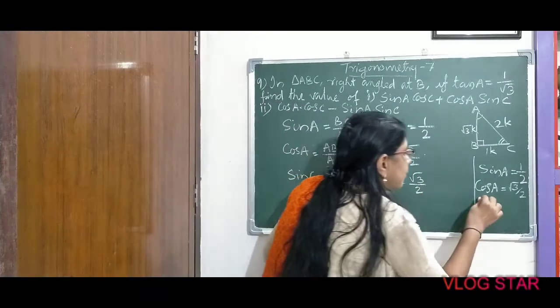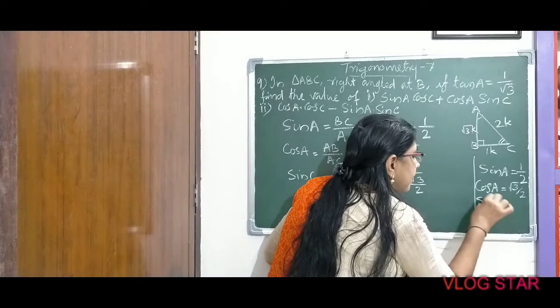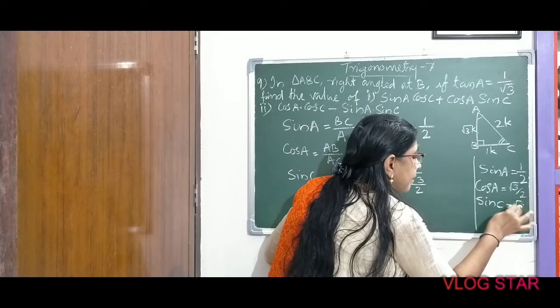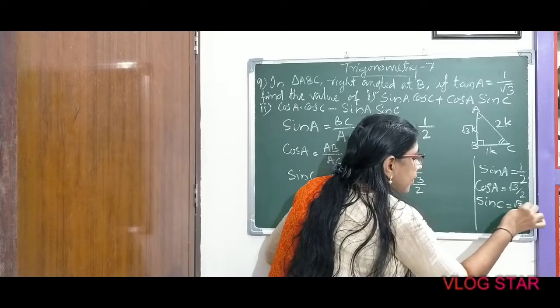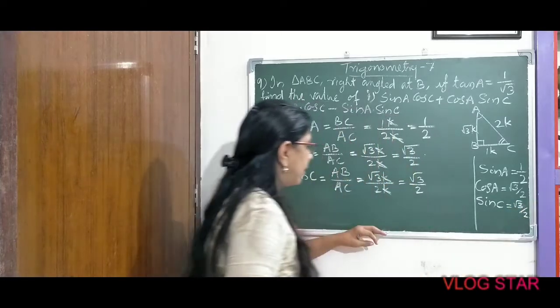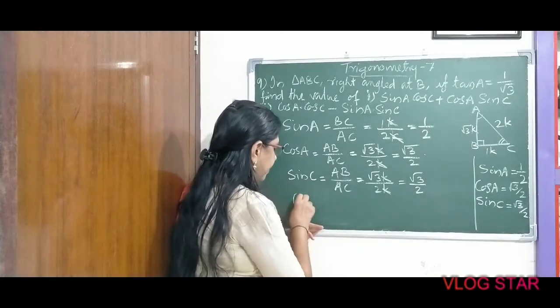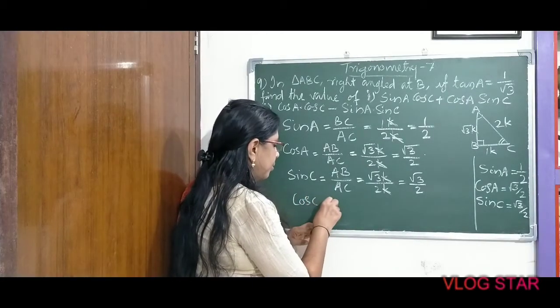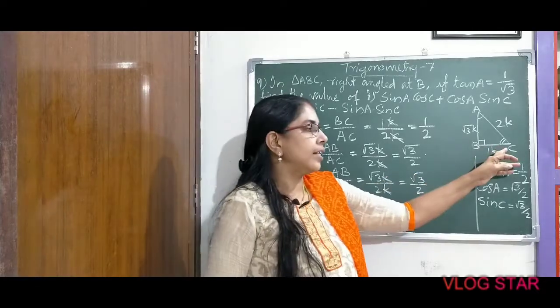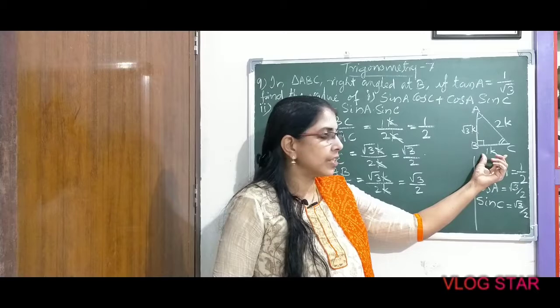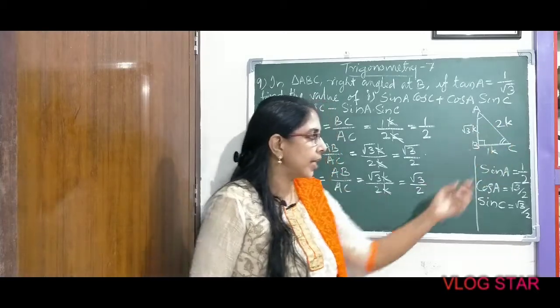Write it over here also. Sin C is equal to root 3 by 2. Next we have to find out cos C also. Cos C is equal to, cos of this angle is side adjacent to that angle upon hypotenuse. That is, adjacent side is BC and hypotenuse is AC.